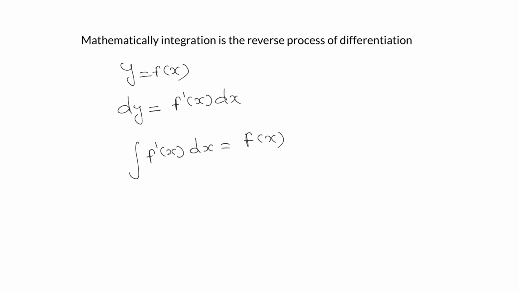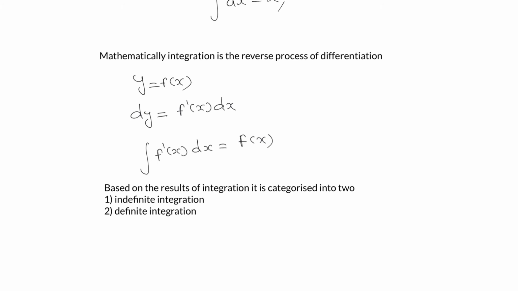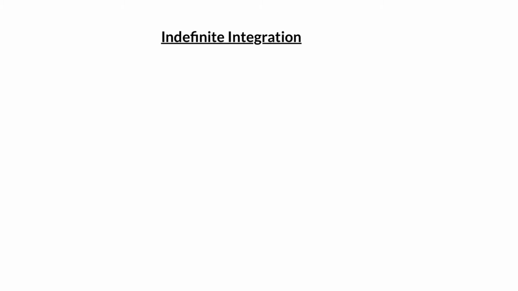Now, based on the results of integration, we'll classify it into two. One is known as indefinite integration and another is known as definite integration. We'll discuss in detail what is indefinite integration and what is definite integration. In the case of indefinite integration, we will not be able to identify a definite or specific value for it. That's why it is known as indefinite integration. Now we'll discuss why we are unable to find the exact value.